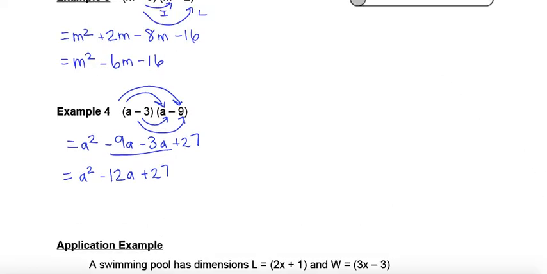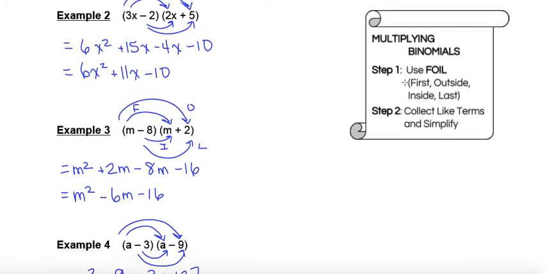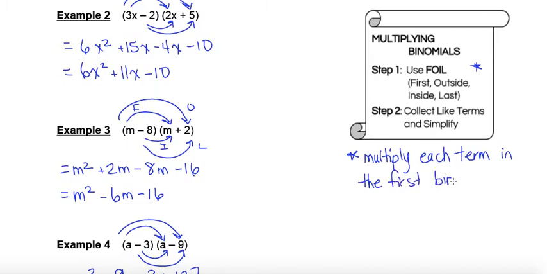So you can think about using the acronym FOIL, or just remembering that we need to multiply each term in the first binomial by every term in the second binomial.